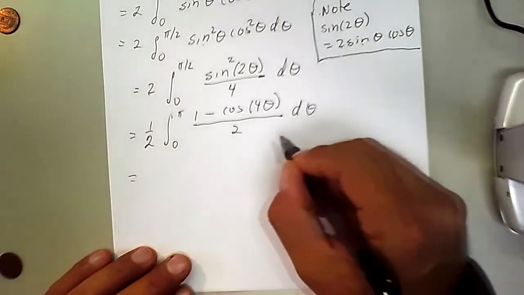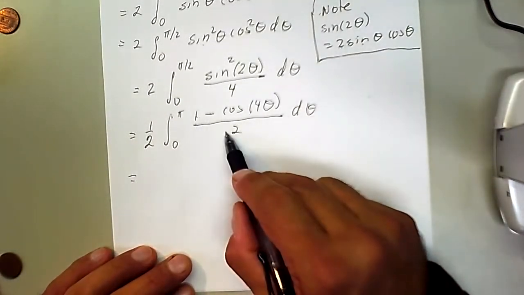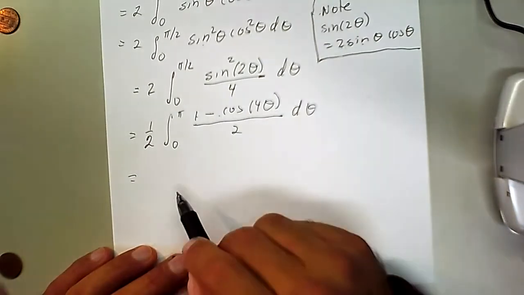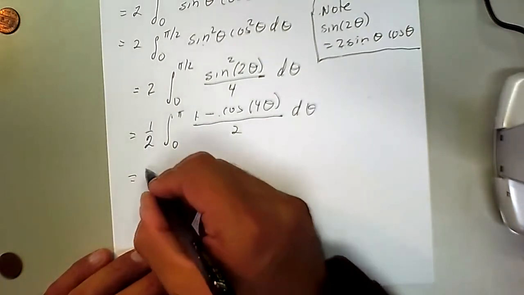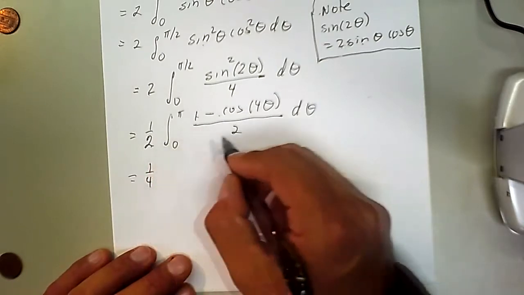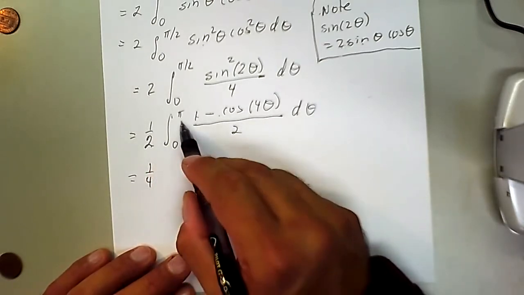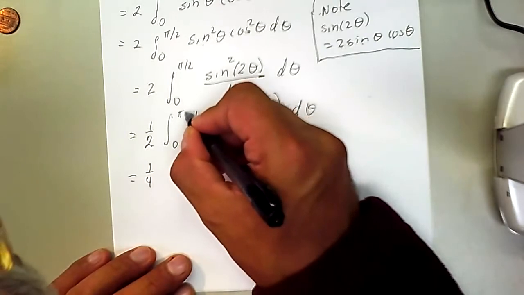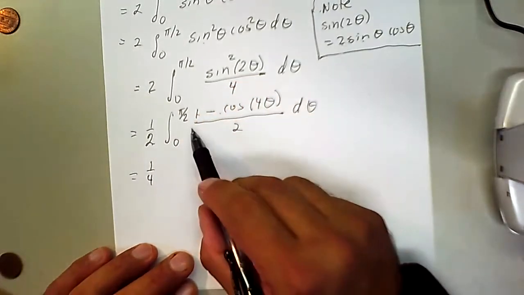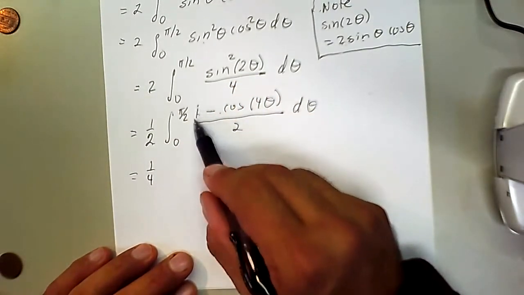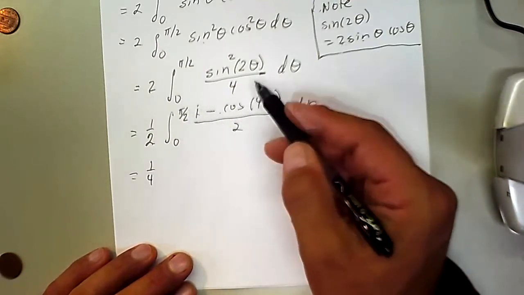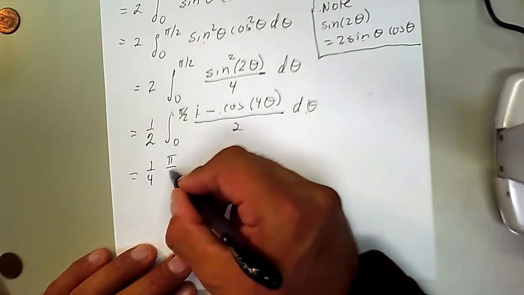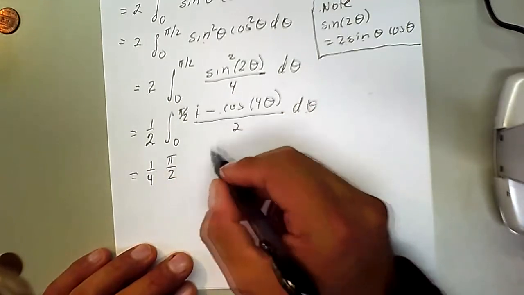Good. And then we can integrate the 1/2 by itself, and we can integrate the cosine of 4 theta by itself. The 1/2 is a constant, pops out, so we end up with a quarter, the 1/2 times the 1/2 here. And this is pi over 2, all right? And then we're integrating just 1. So integrating 1 with respect to theta from 0 to pi over 2 is just pi over 2. So that's going to give us pi over 8.